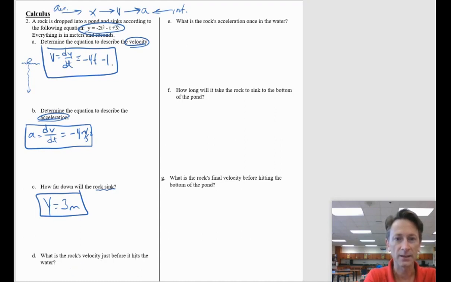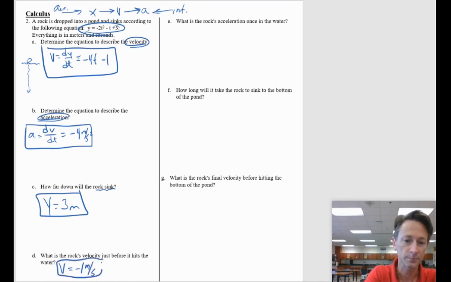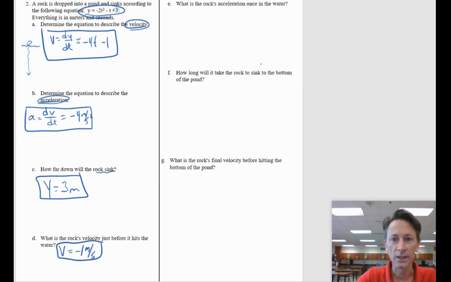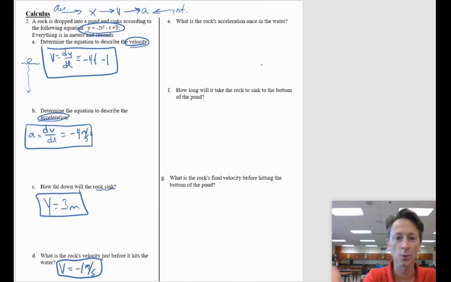Again, it's the idea that the constant at the end of the velocity equation is really going to give us the initial velocity. So I can say that the velocity of the rock right before it hits the water is a negative 1 meters per second. It's a constant value.